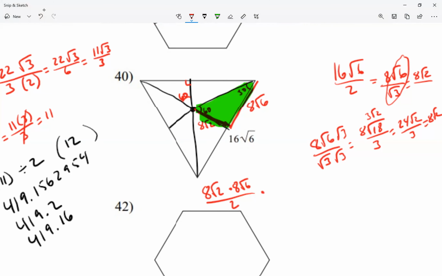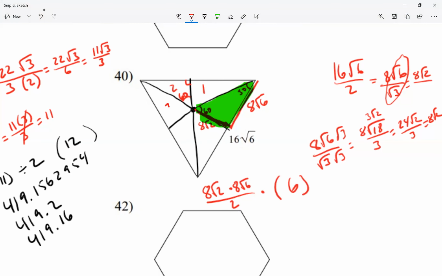Whatever I get, I'm going to multiply this by 6. Let me show you why 6. Let me count how many triangles I have. 1, 2, 3, 4, 5, and 6. That's why I multiply by 6. Okay.